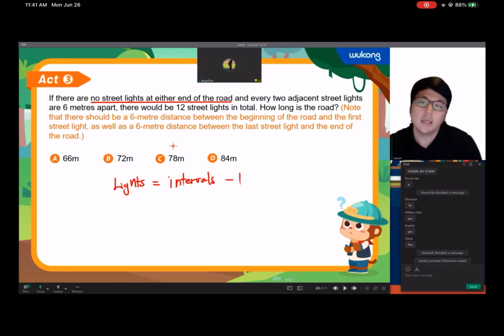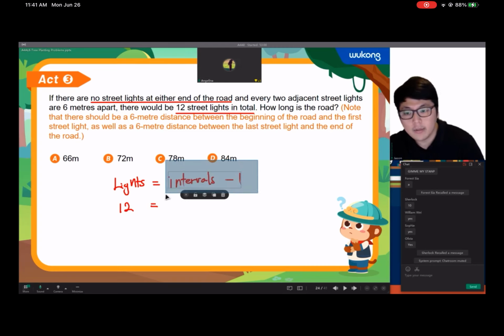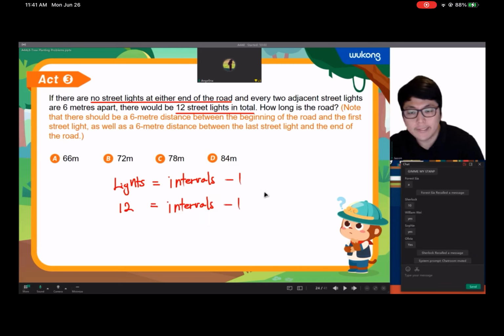Yeah. Okay, but how many lights do we have? We have 12 streetlights in total. Okay, so 12 lights is going to be the same as number of intervals minus 1. So what minus 1 equals 12? 13. Good. So that means we have 13 intervals.